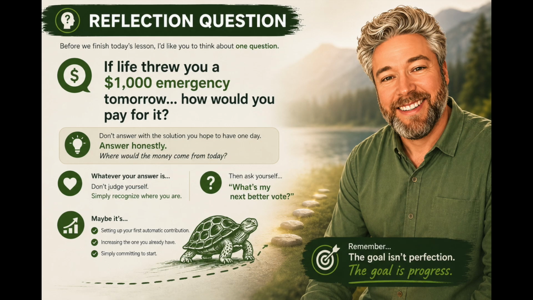Maybe it's setting up your first automatic contribution. Maybe it's increasing the one you already have set up. Maybe it's simply committing to start. And I want you to remember, the goal isn't perfection. The goal is always the progress towards your best self.